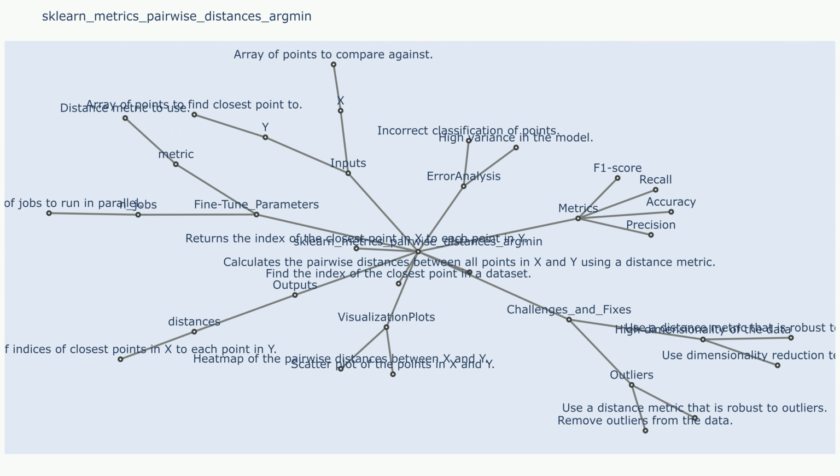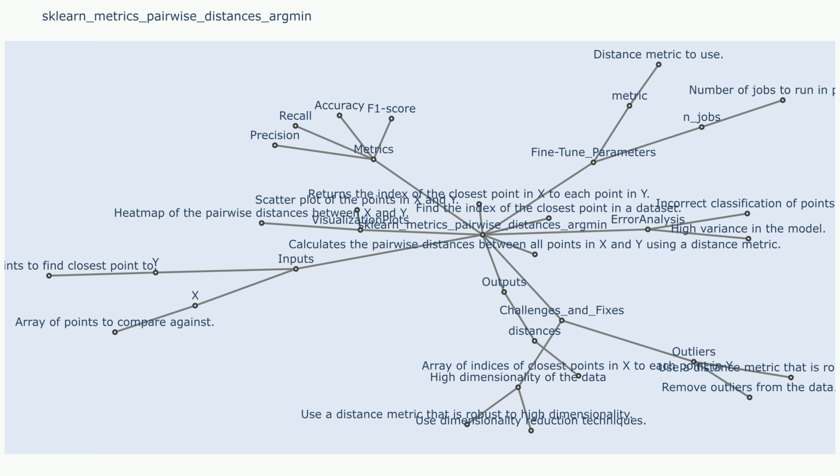Uncertainty methods: the function does not provide any uncertainty measures. However, the choice of distance metric and the distribution of the data points can influence the robustness of the results.